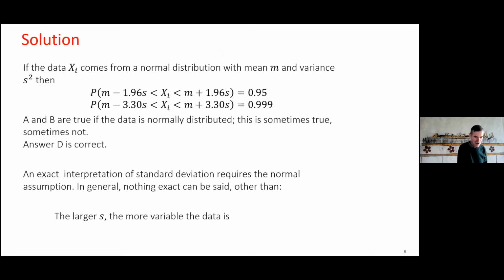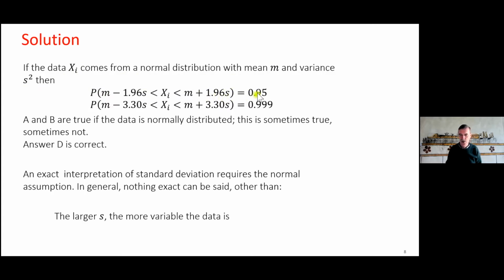Well, the reality is there is a dependence on the assumptions you're making. If the data can be assumed to come from a normal distribution, that means it has been generated by something that produces data according to a normal, a synonym for Gaussian, distribution with mean M and variance S squared, standard deviation S. Then, by looking up the tables of the Gaussian distribution, we find that the probability that X is between the mean plus or minus 1.96 times the standard deviation is exactly equal to 0.95. In fact, this is why this number 1.96 plays a magic role.